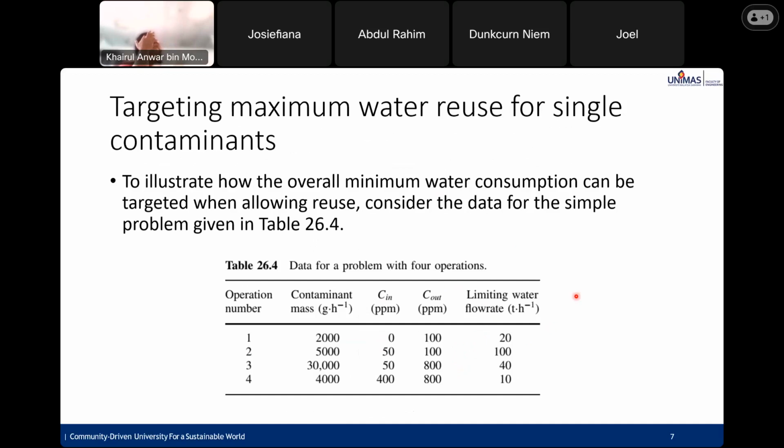Targeting minimum water use for a single contaminant. To illustrate how the overall minimum water consumption can be targeted when allowing reuse, consider the data for the simple problem given in table 26.4. We have 4 operations. Contaminant mass is 1,000 for the first stream. The inlet is 0 and the outlet is 100 ppm. So the limiting water flow rate here is in ton per hour, and this one is gram per hour.